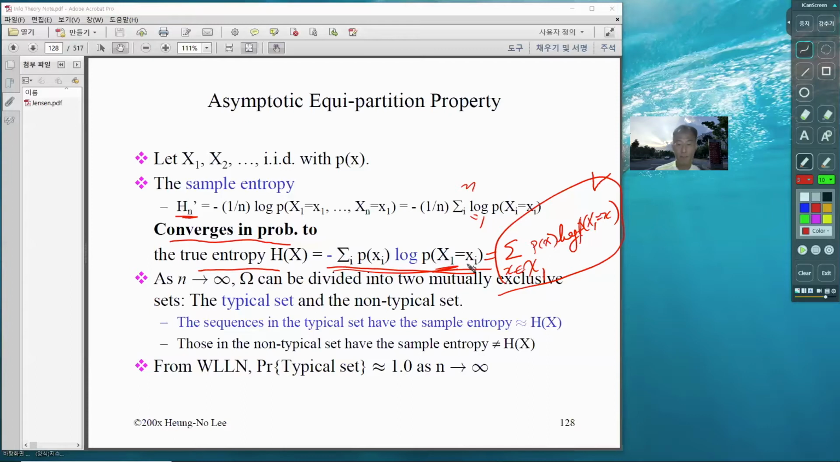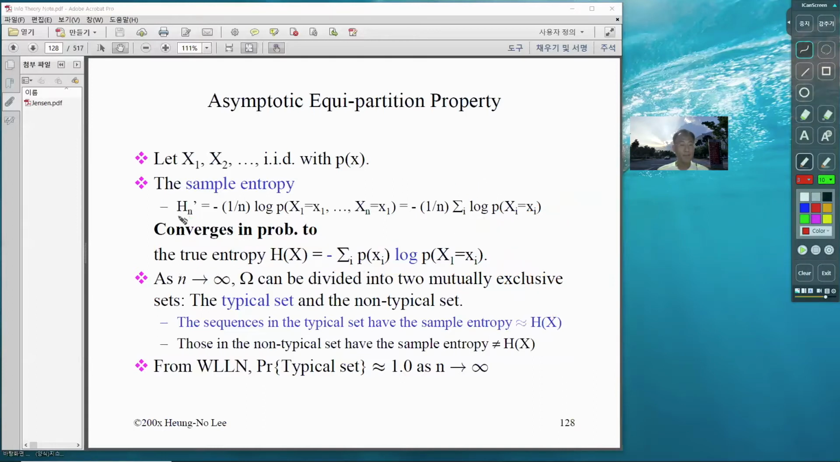So that is the true entropy, where this x1 is the alphabet of the random variable x1. Here the alphabet is a script letter, and here it is not script, it is just the italicized capital X. So that is the true entropy.